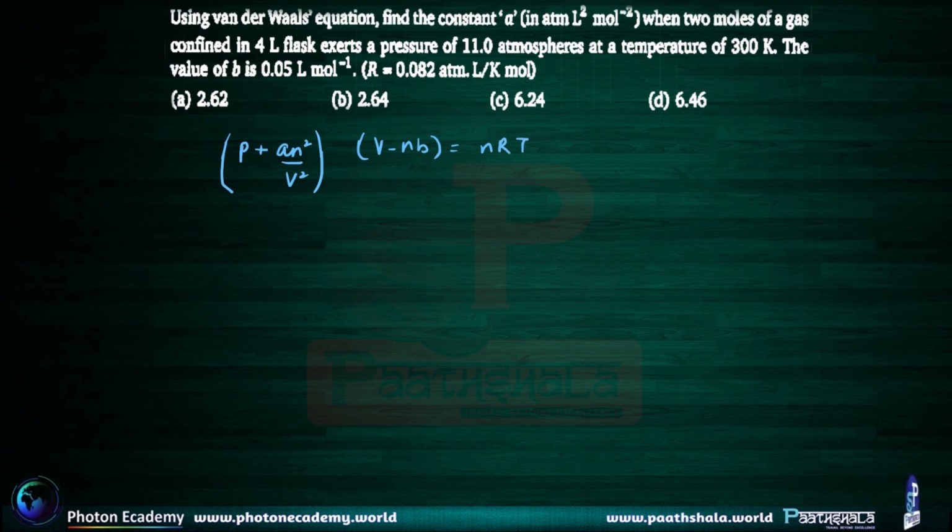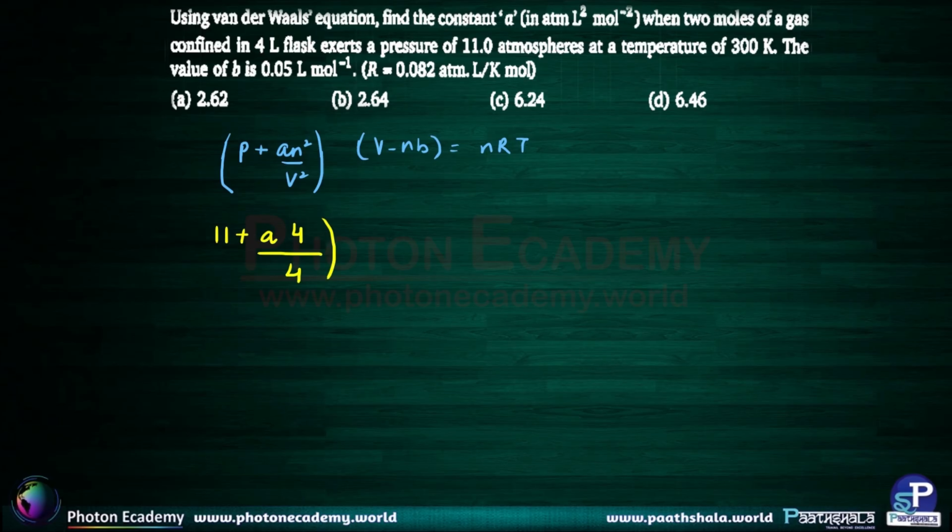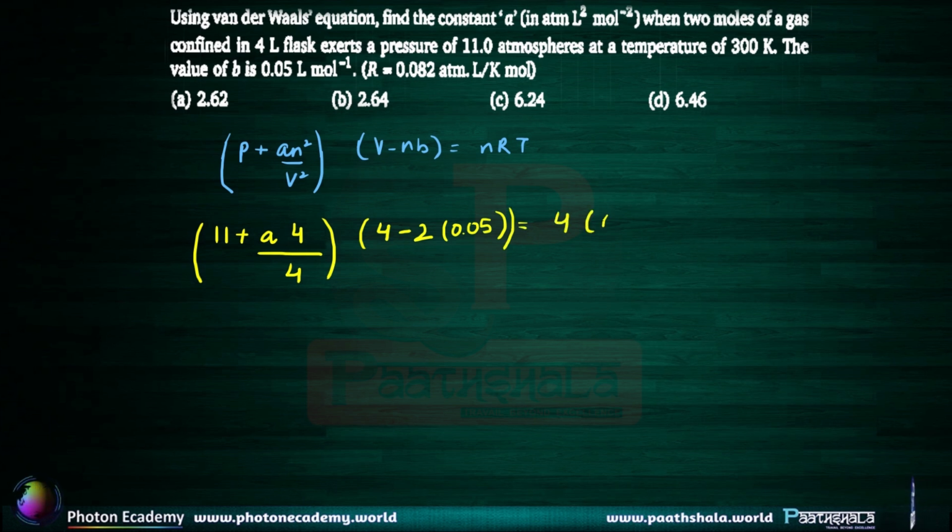It is (P + an²/V²)(V − nb) = nRT. Just plug in all the values which are known to us. P is given to be 11 atm, plus a is unknown. n, the number of moles, is 2, so 2 squared is 4, divided by the volume, which is 4 since it's a 4-liter flask, multiplied by the volume again, 4, minus the number of moles 2 into b, which is 0.05, is equal to n, that is 2, into 0.082 into the temperature, 300 Kelvin, right?